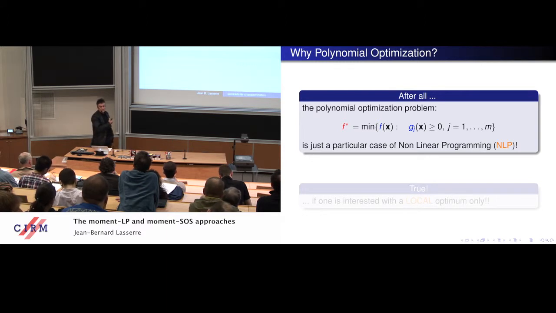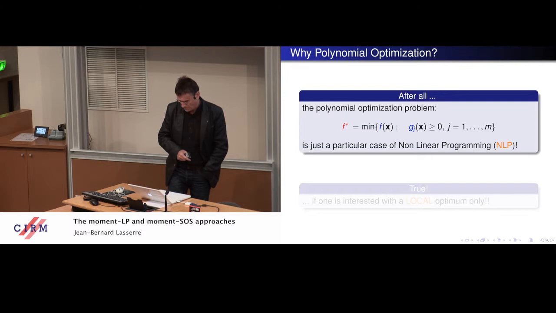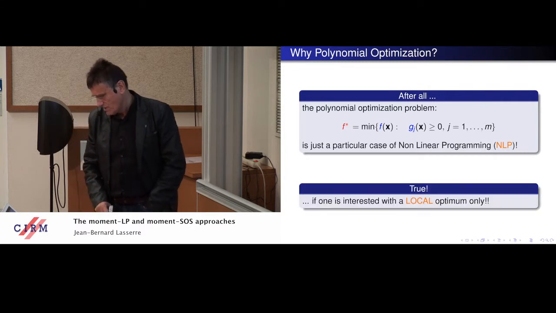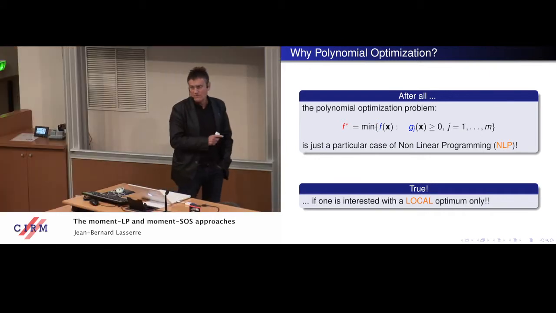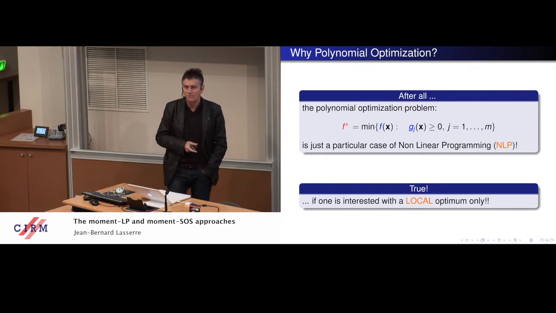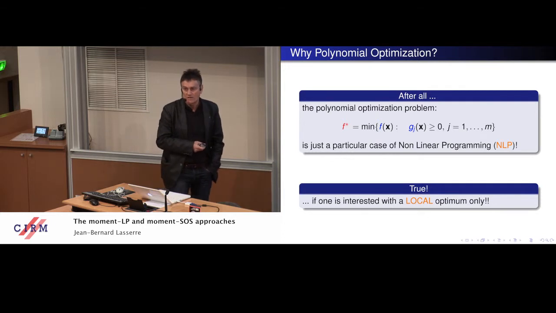So in fact, if you see the problem like this, you say, why polynomial optimization? Because after all, it's just a case of nonlinear programming, right? And there have been books, and there's a complete theory about optimization with convex and non-convex problems. But this is true only if you are interested in a local optimum only. Of course, if you just want to find a local optimum, there is no need to have a special theory for polynomial optimization. It doesn't help. All the tools that we already have are enough.